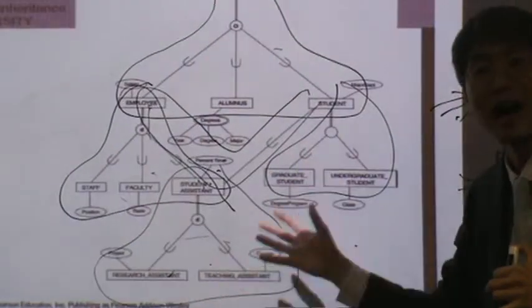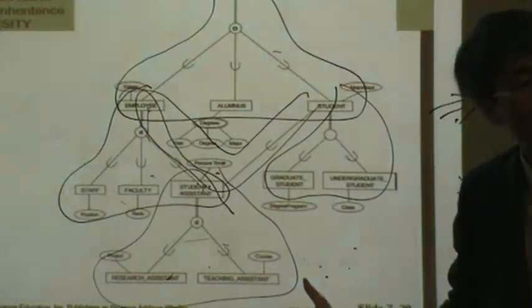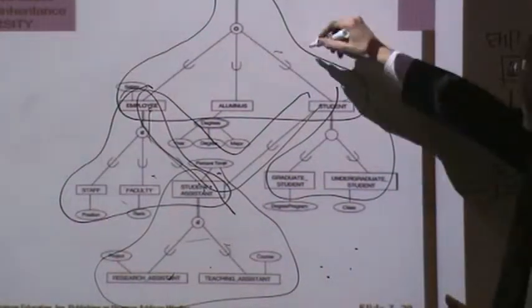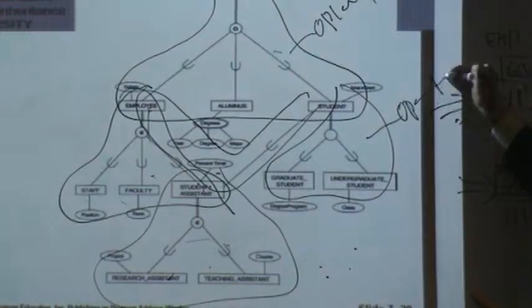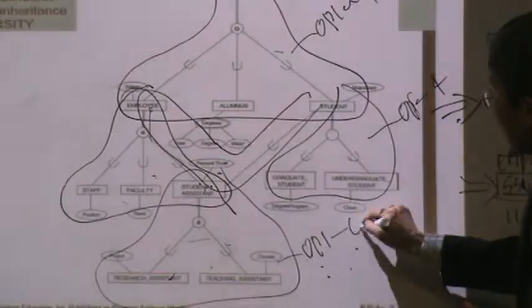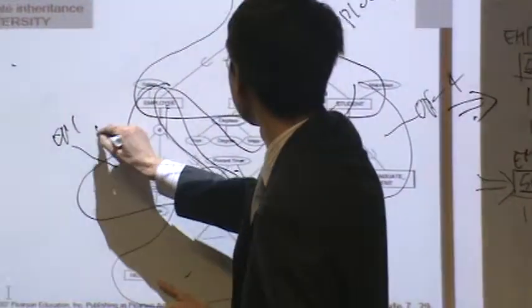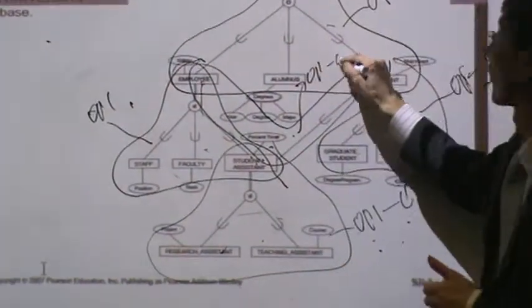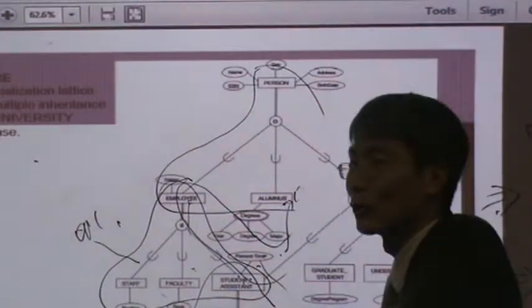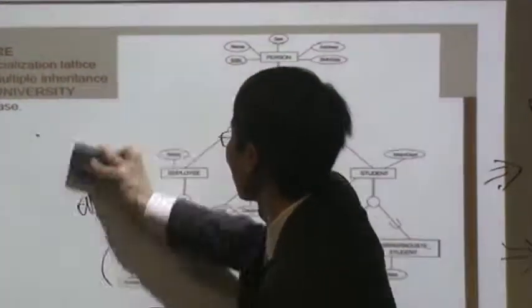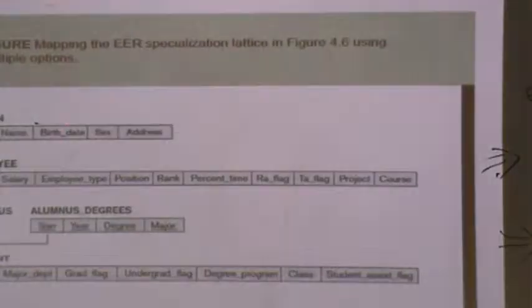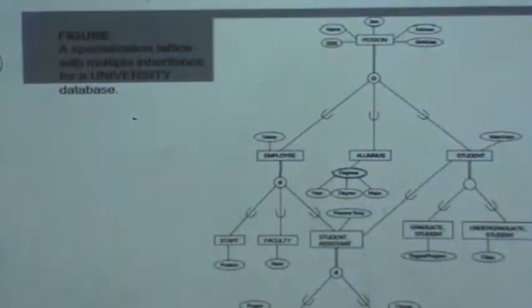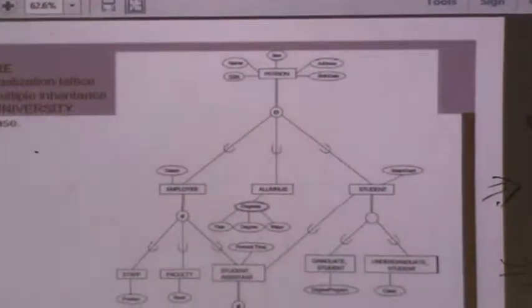All five super and subclasses relationships. So we need to select one of this, one of this, one of this, one of this, and one of this. Okay. To do that is not simple, not easy, definitely. Understand this. First, person and employee, alumnus, student.